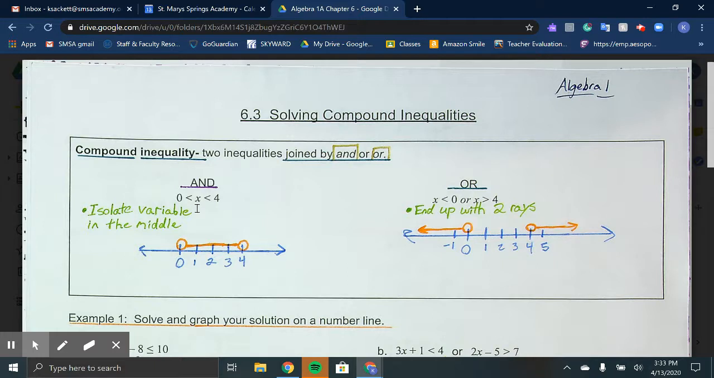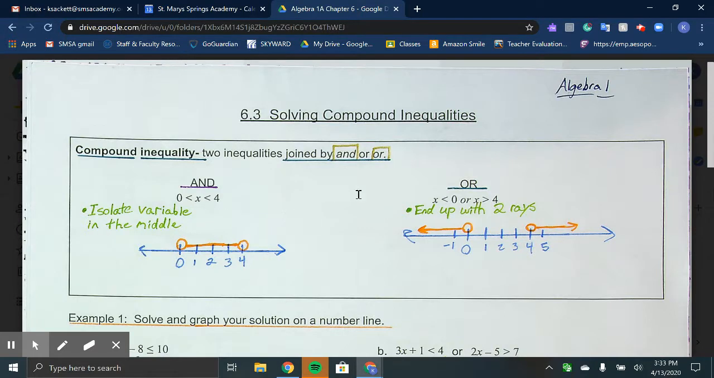Now, the way we graph those, we still use open or closed circles the same way we did in the last two sections. For an and, if x is greater than 0 and less than 4, I have an open circle at 0 and an open circle at 4. Then for any and statement, you simply connect the two circles and shade the area in between. That means x could be anywhere greater than 0 and less than 4.